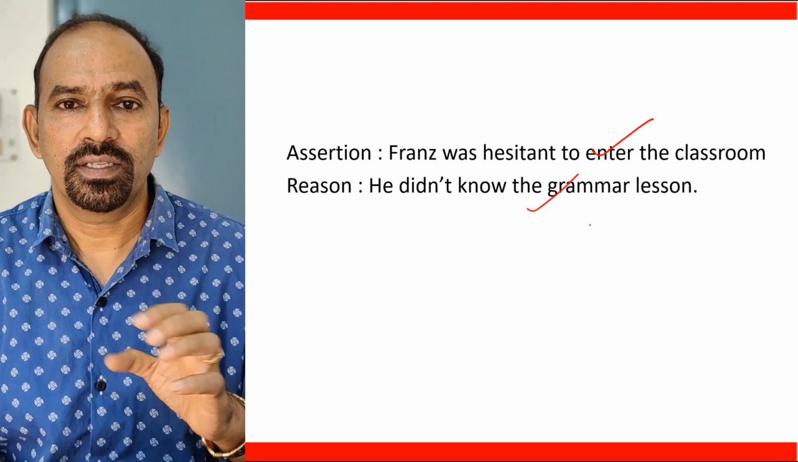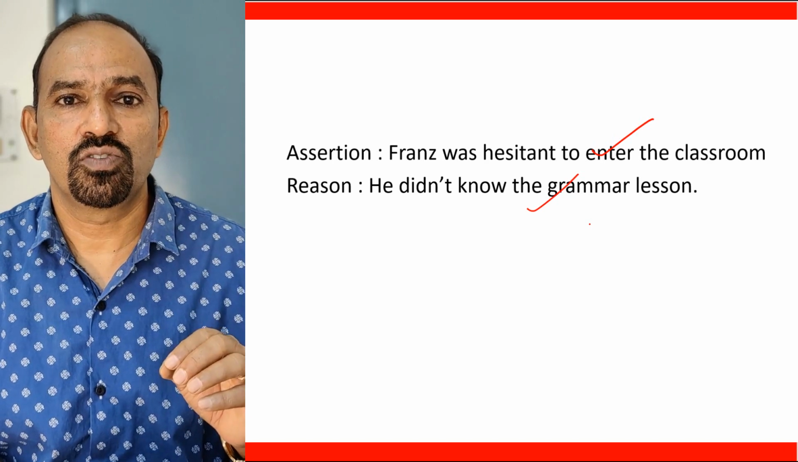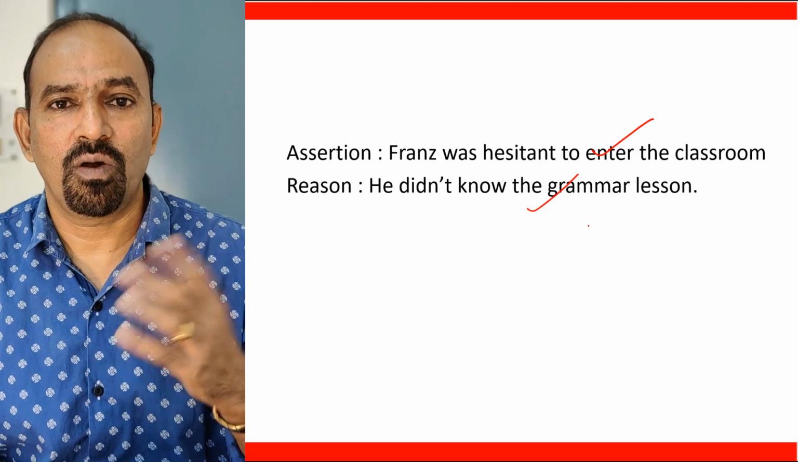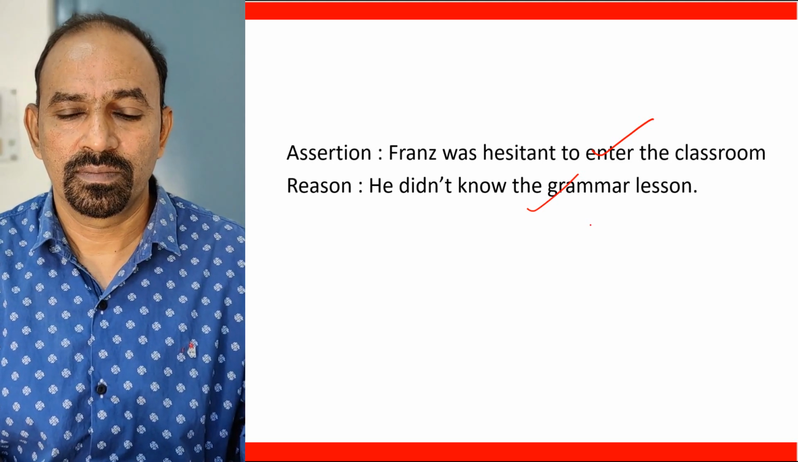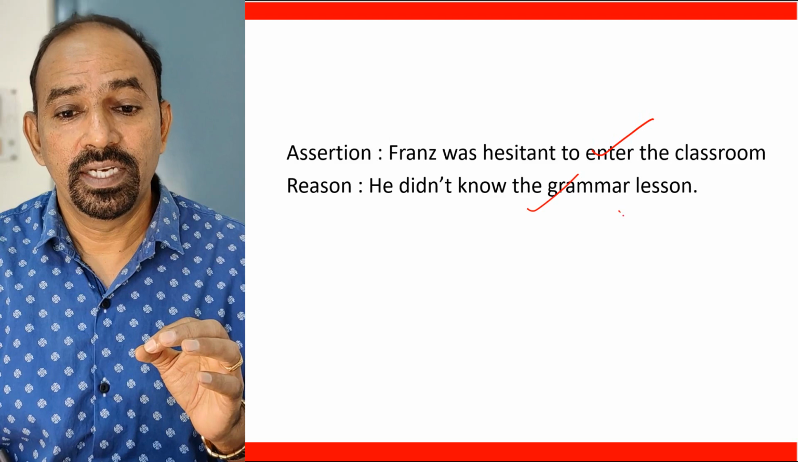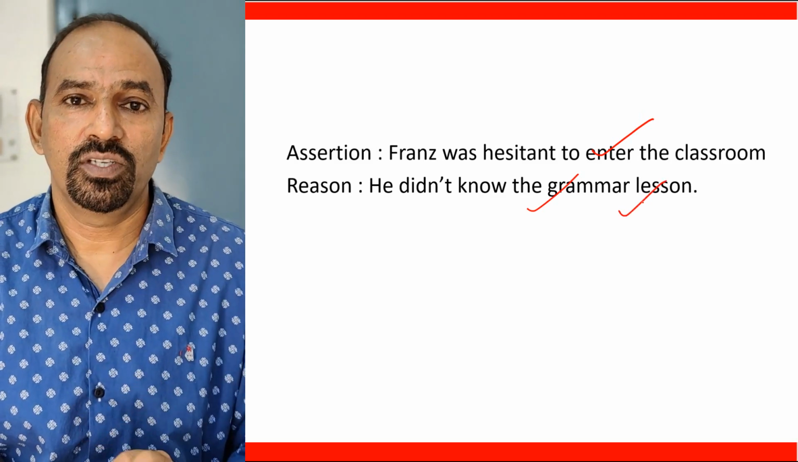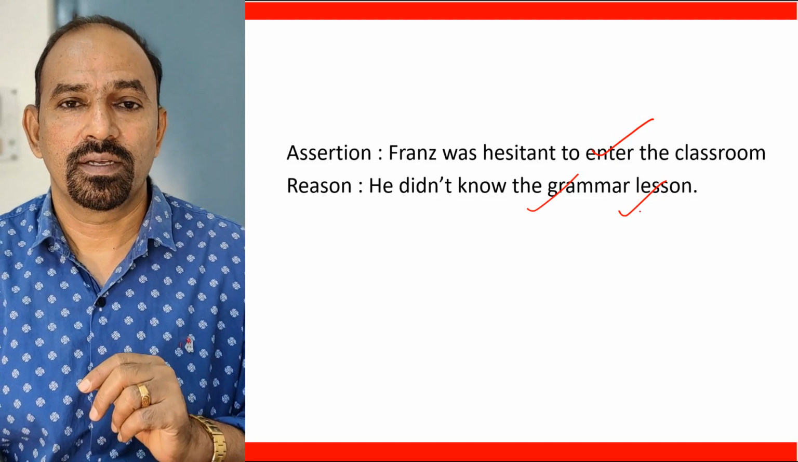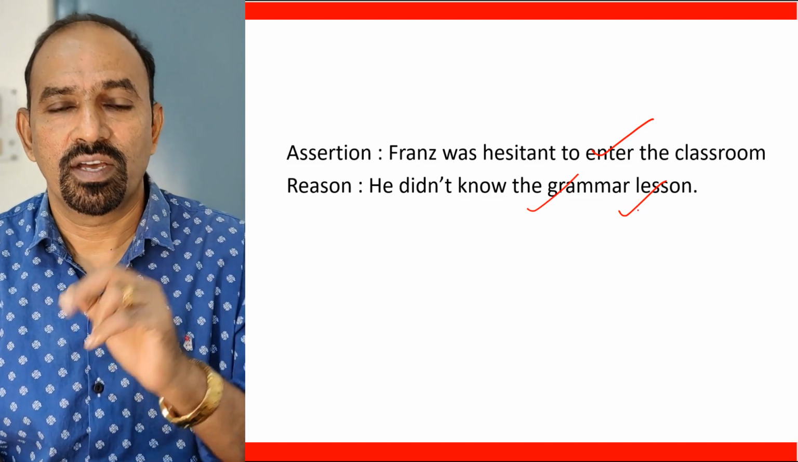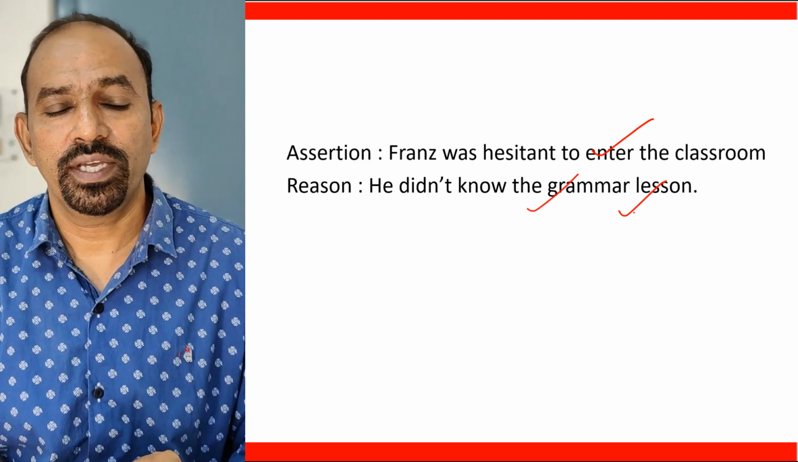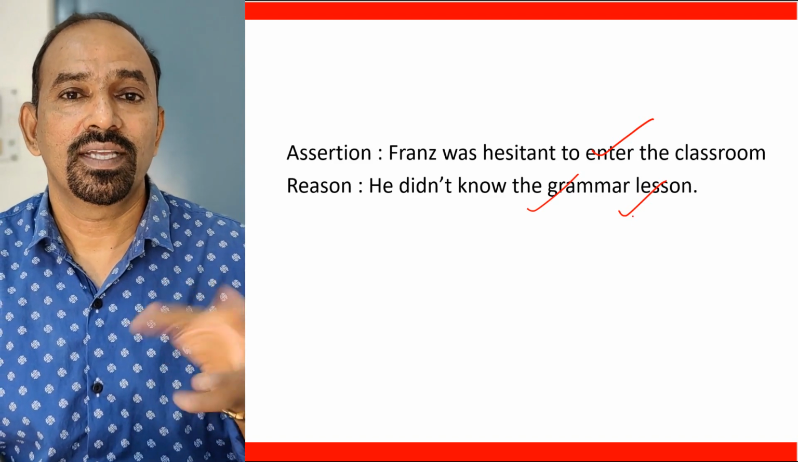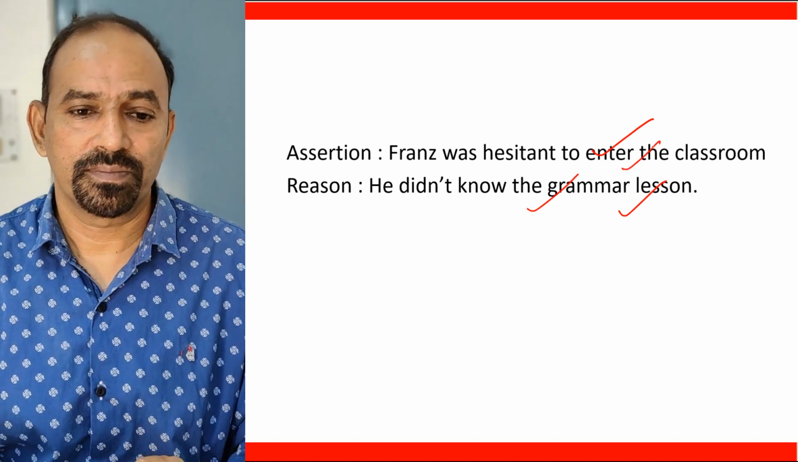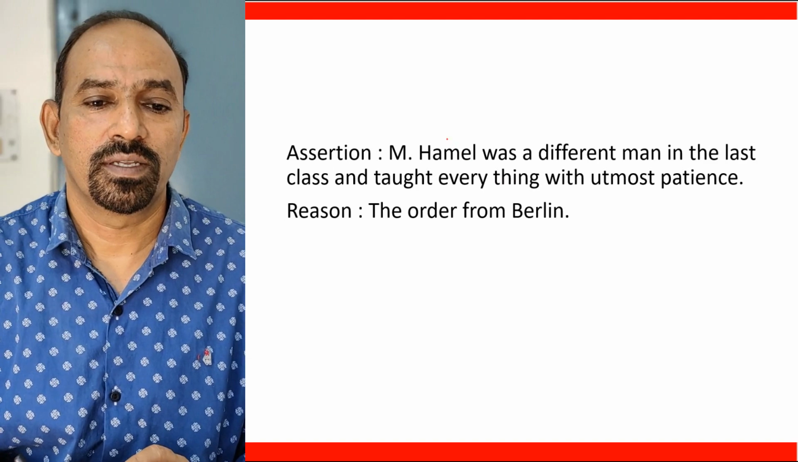Actually, the atmosphere of the class was changed. He didn't mind whether he knew the grammar or not. But he didn't know the grammar. That statement is true. So, second scenario we can choose here. Assertion is right and reason is also right, but reason is not the correct explanation of assertion. That is the answer.